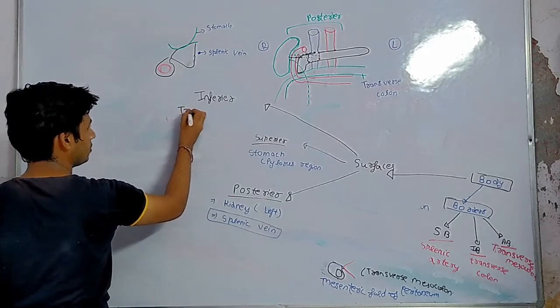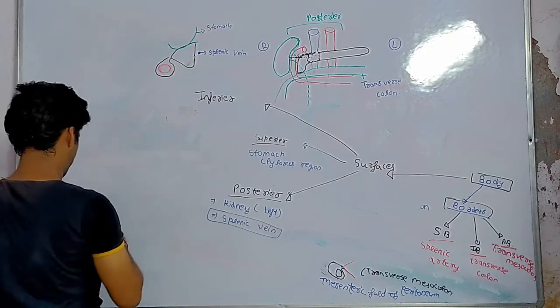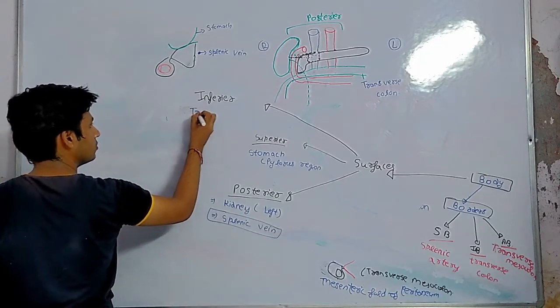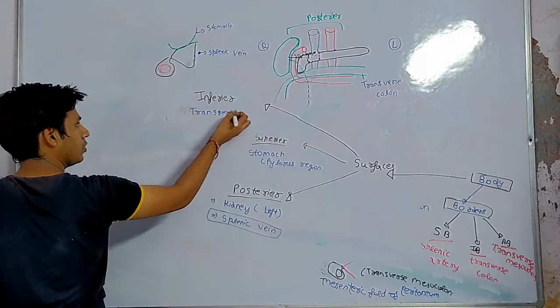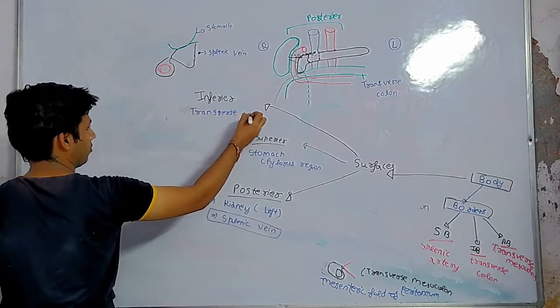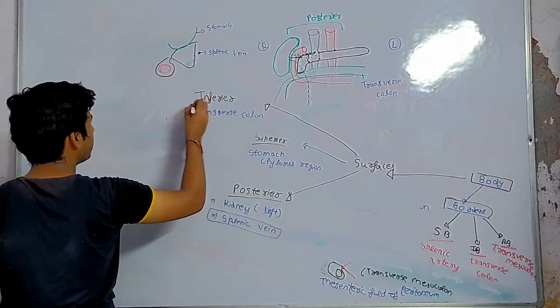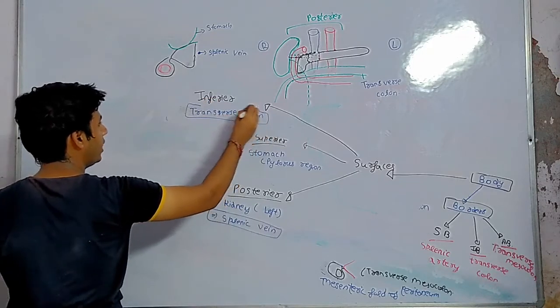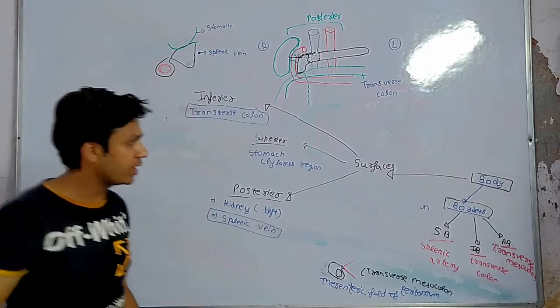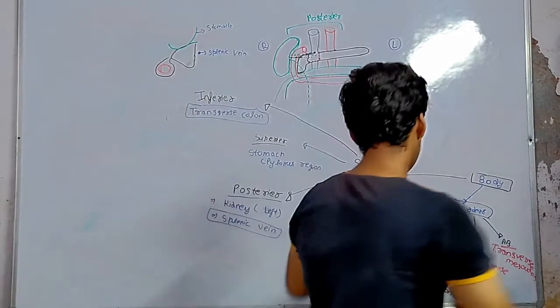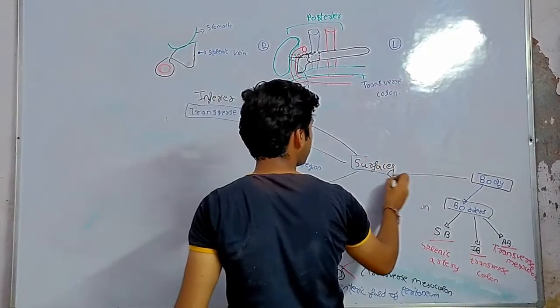Transverse colon. Its mesentery, the transverse mesocolon, is attached to the anterior border. These are the relations of the body, borders and surfaces. Two things come in the body.